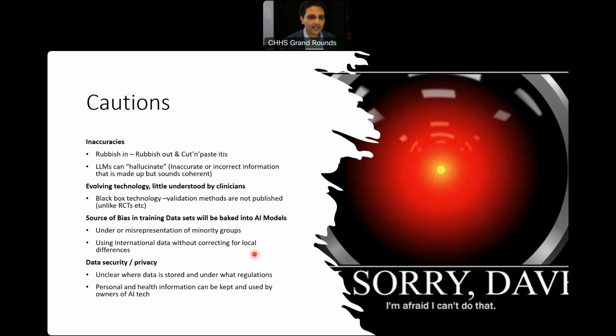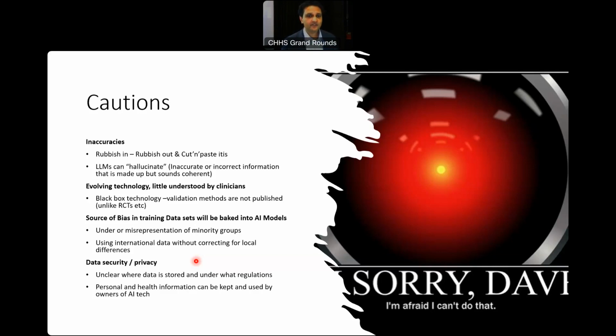Understand that these large language models can hallucinate, is the term. So basically, just make stuff up, inaccurate or incorrect information. It sounds really impressive, and it says it confidently, but it's just not real. So just be careful. It's an evolving technology that is little understood by clinicians. It is far removed from our usual training for how we review evidence-based medicine. It's truly black box technology. The validation methods may not be published or easily accessible, how they actually got to a particular recommendation or how it's making its decisions.